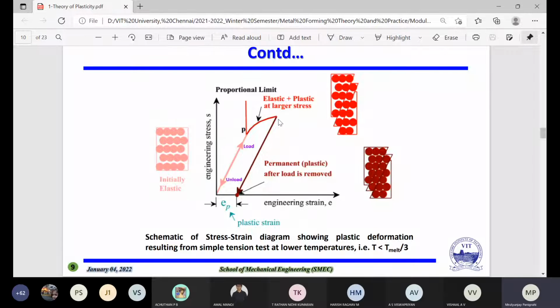And the moment you are removing the load, you will find this line. So this is on load, and the moment you are removing the load, you will find this kind of structure. Then it is known as the plastic zone, or the plastic region, right? And this is known as the EP, and the distance from this to this is known as the plastic strain. If you take the graph of engineering stress and strain, right? Is it clear?